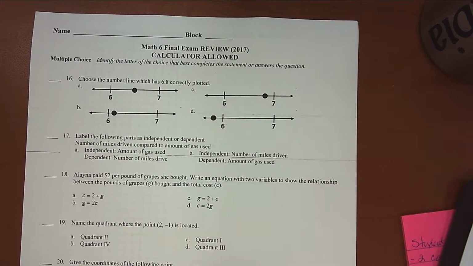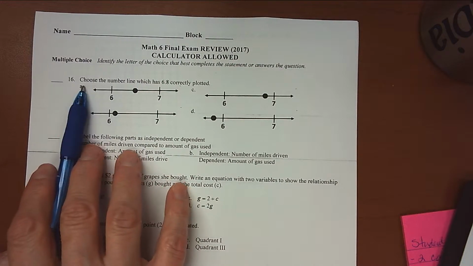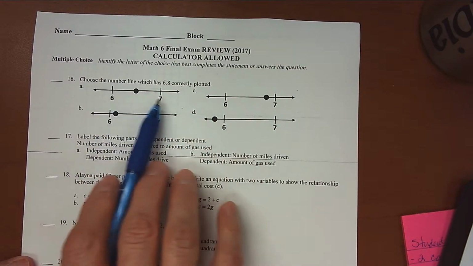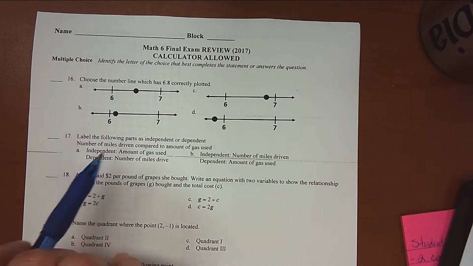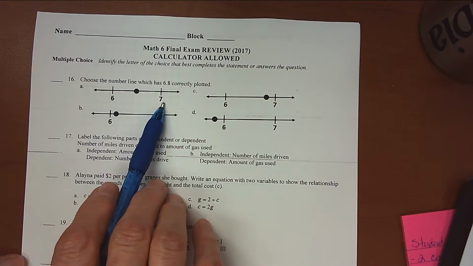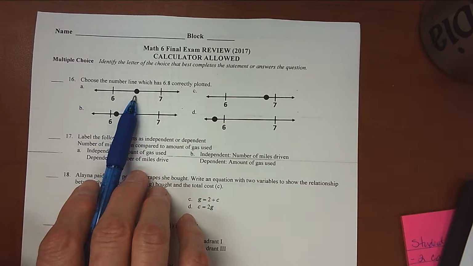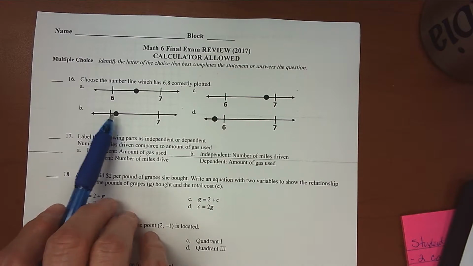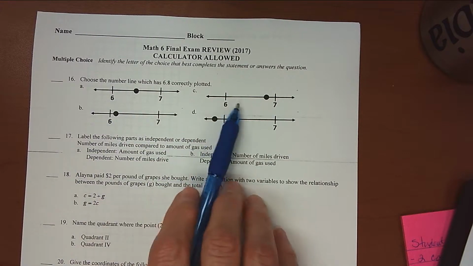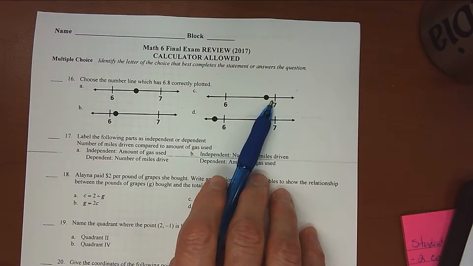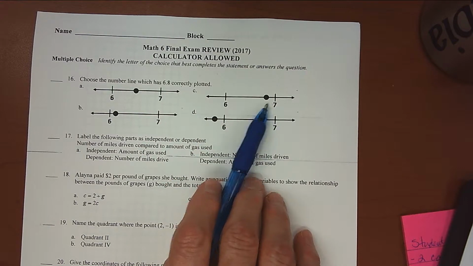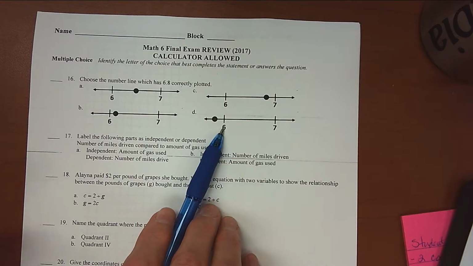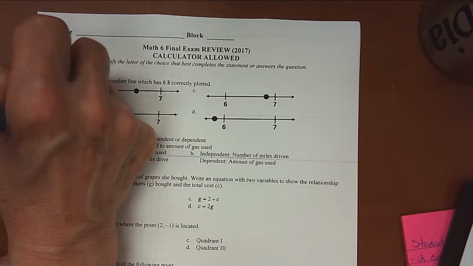All right, so our first problem here, number 16, says, choose the number line which has 6 and 8/10 correctly plotted. So we see these number lines with points on them. There's the 6 and the 7. This one's only about halfway, so that's more like 6.5. This one's really close to the 6, so that's more like 6 and 1/10. This one looks good, 6 and 8/10. That could definitely be 6 and 8/10. And this one has the point before the 6, so we know that's not right. So we're looking at C here for our right answer.